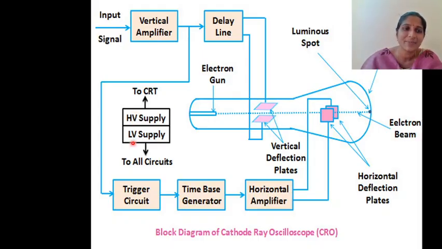It also consists of power supplies. There will be HV supply and LV supply. HV means high voltage supply. This high voltage supply will be in the order of more than 1000 volts, and this is required for the cathode ray tube. The supply is given to the CRT. Whereas LV supply means low voltage supply. This will be 5 volts like that, a lesser voltage. This is given to the circuits which require it, either the trigger circuit or time base generator or horizontal amplifier or delay line circuit. Wherever the LV supply is required, you can get it from the LV supply here. Okay. Now we shall study one by one.